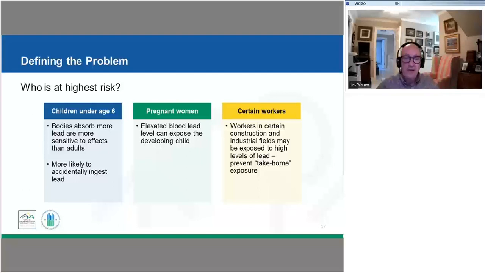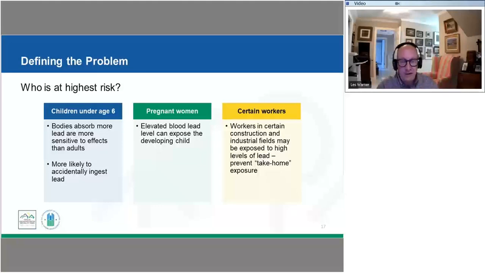Because if they are exposed to lead and it's in their blood, it then is passed on or exposed to that developing child. And so as we talk about occupancy of units, we'll be talking about children under 6, also with pregnant women, because of that risk.